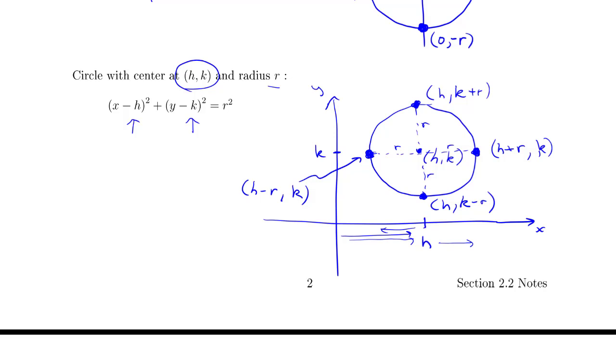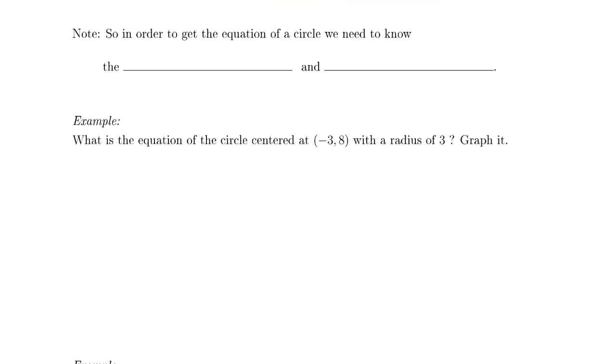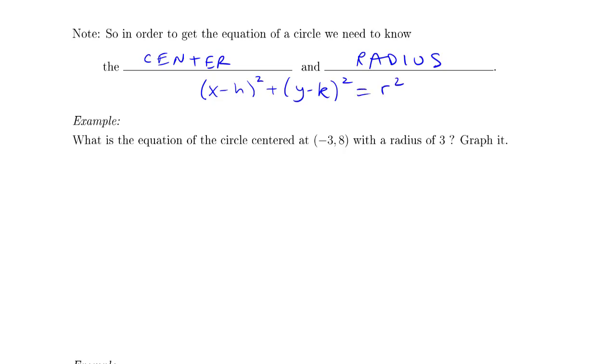So let's take a look at some examples, but first, notice this. If you want to get the equation of a circle, what do you need to know? Well, you need to know the center and the radius. If you know those, you can build the circle, because if you look at the equation, it's (x minus h) squared plus (y minus k) squared equals r squared. So the center is the point (h, k), which gives you h and k in there, and the radius is r, which gives you the r to go into r squared.